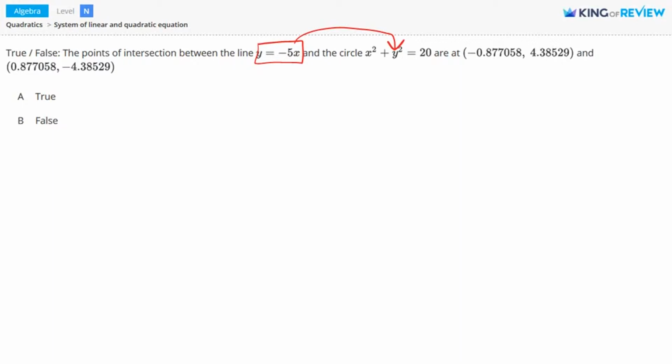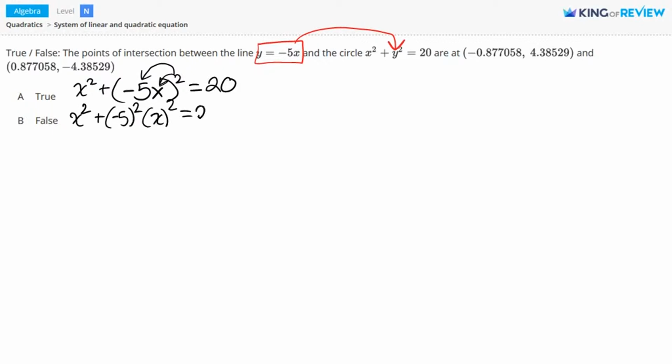We have x squared plus y squared equals 20. And notice I left the y blank. Now I'm going to substitute in that y of negative 5x right here in the parentheses. The next step is to apply this second power to each item within the parentheses. So I have x squared plus a negative 5 squared times x squared equals 20.